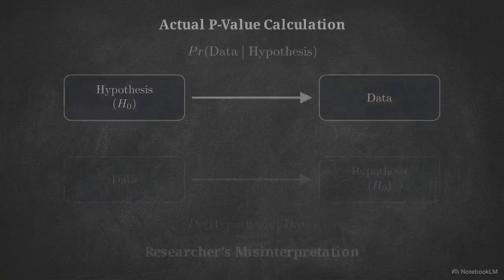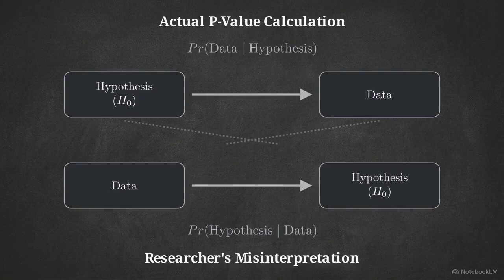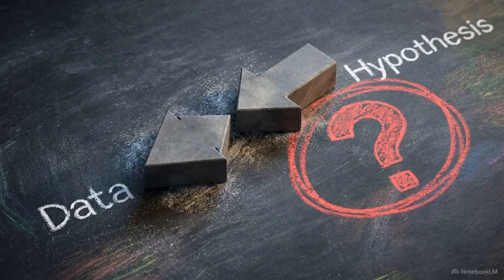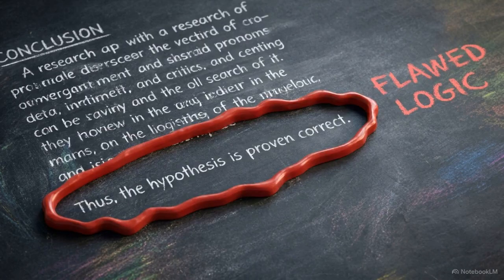But looking at these flowcharts, what the p-value actually measures goes in the exact opposite direction. It calculates the probability of the data, assuming the hypothesis is already true. Confusing these two distinct directions is a logical flaw known as the transposed conditional fallacy. Concluding that a low p-value proves a hypothesis mathematically guarantees a systematic misinterpretation of scientific evidence.